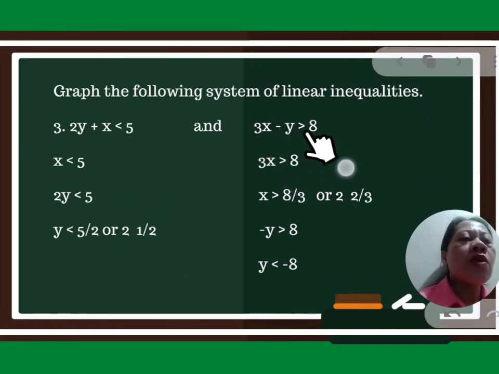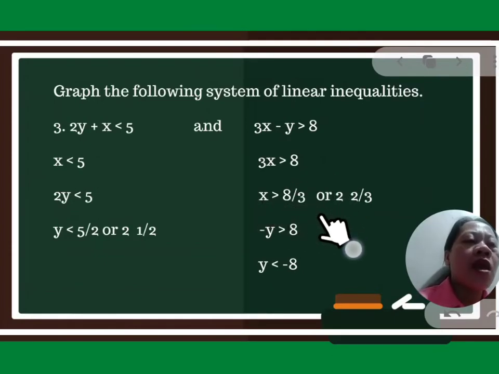So, sa second inequality, kung hanapin natin yung x-intercept, gagawin lang nating 0 ito. So, maiwan ay 3x is greater than 8. And then, divide natin both sides by 3. So, we have x is greater than 8 over 3, or x is greater than 2 and 2/3. Okay, so this is our x-intercept.